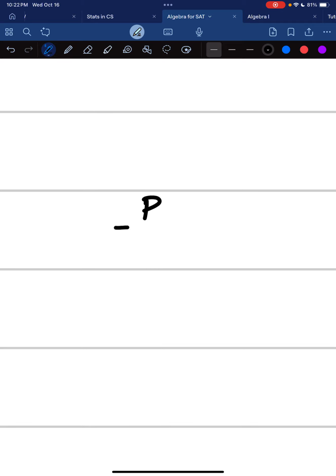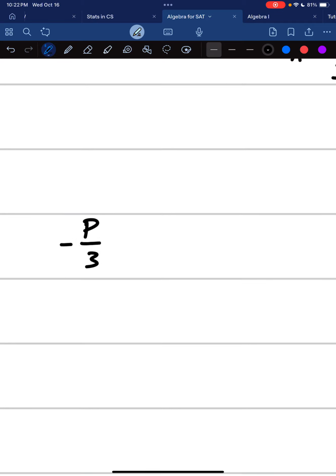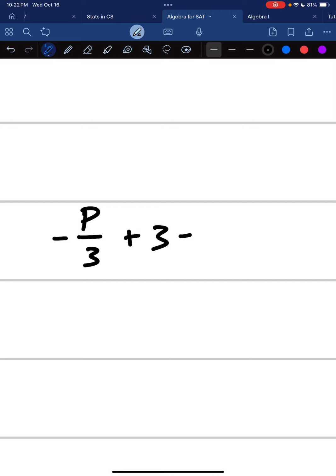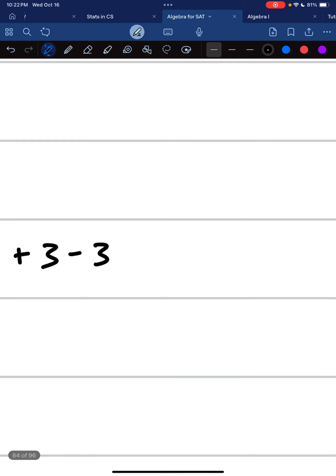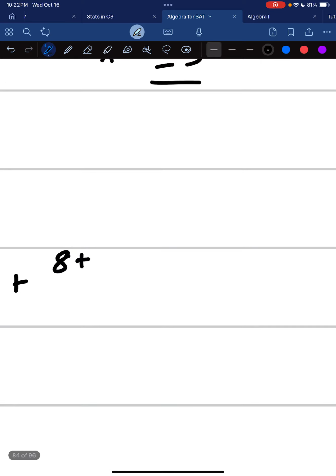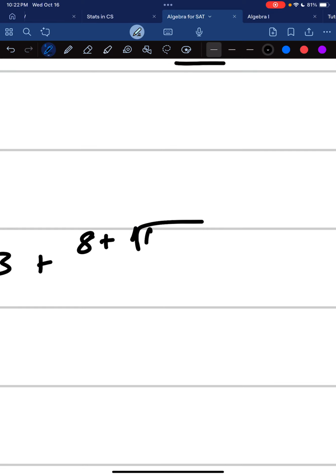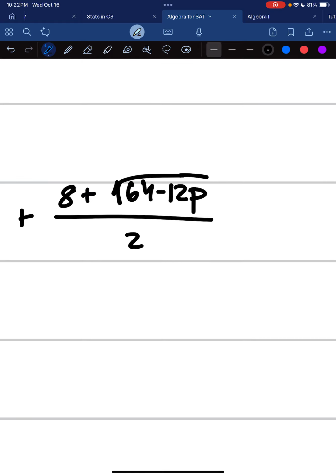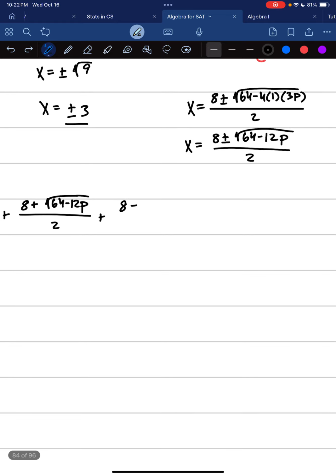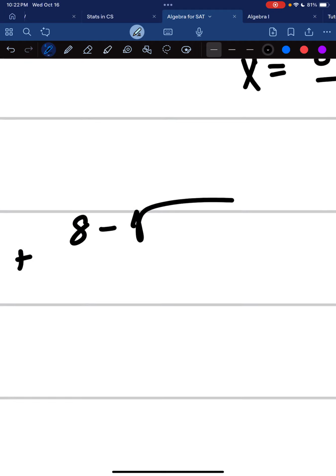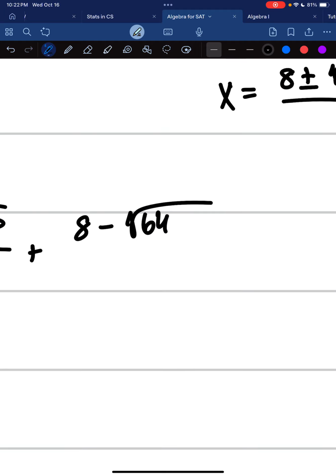So my first solution is negative p over 3. The second two solutions are plus or minus 3, so I can just say plus 3 minus 3. And then the third two solutions are, let's see, plus 8 plus root 64 minus 12p over 2, and then plus 8 minus, because this is a plus or minus, 8 minus root 64 minus 12p over 2.